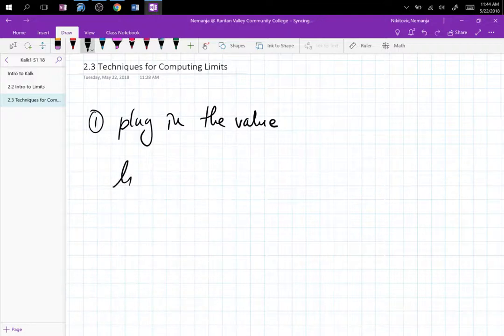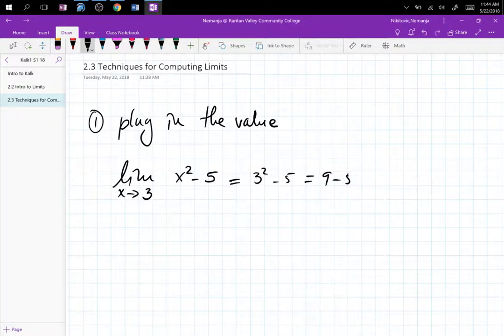So let's say you have the limit as x goes to 3 of x squared minus 5. You can use it in this case. So 3 squared minus 5 is 9 minus 5. The answer is 4, and you walk away. So when you have a polynomial of any degree or any kind, you can always just plug in the value and you are done.